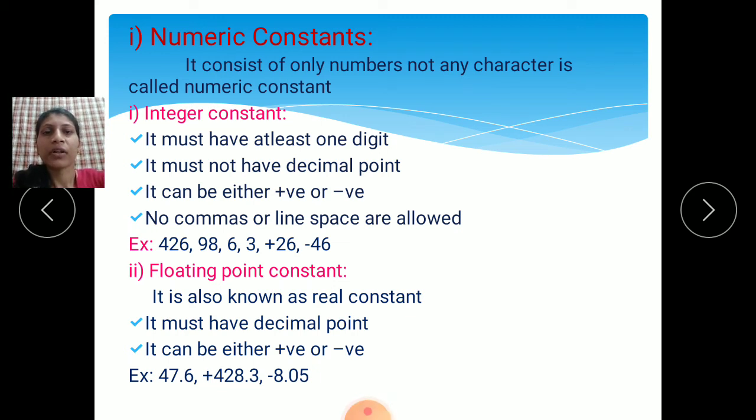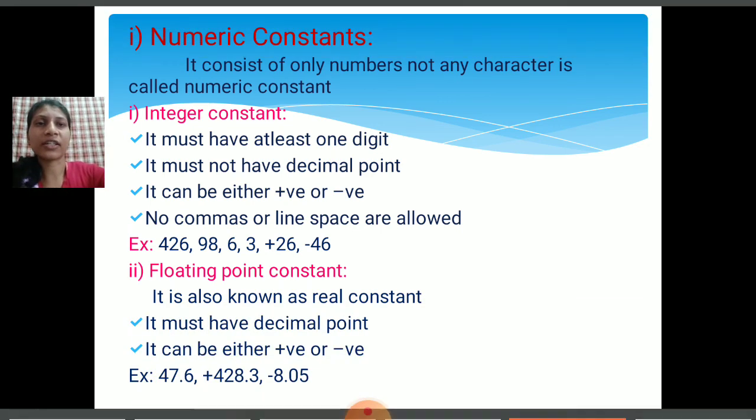The first example is 47.6. Here 0.6 is a fraction value. So 47.6 is called a floating point constant. The floating value can be positive or negative. For example, positive 428.3 or minus 8.05. These are the examples of the floating point constant.